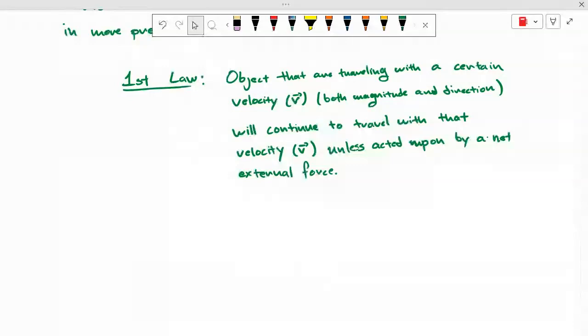That sort of clarifies what we mean by in motion, because motion could mean many things. You could be accelerating, you could not be accelerating, so we have to be more specific about what we mean by in motion. And in this context, in motion means with a constant velocity.